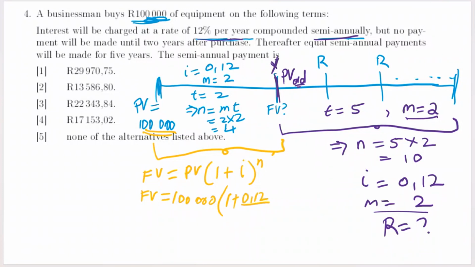Because it is compounding semi-annually, we are going to have to divide by 2. Our n, we've already got, is equal to 4. Then we are going to get that your future value is equal to 126,247.70. Remember, this amount is the same as the present value of the ordinary annuity.